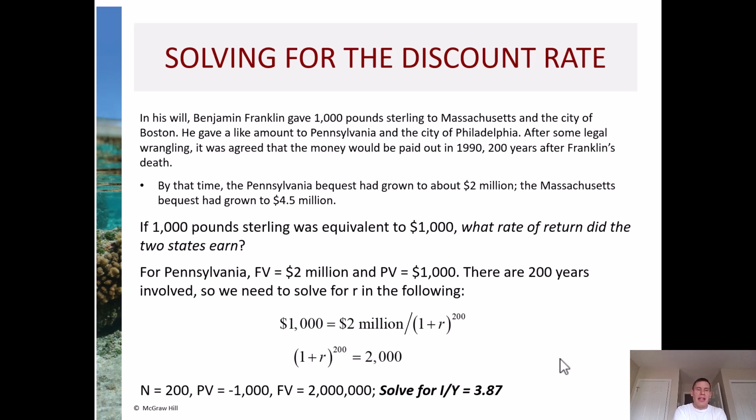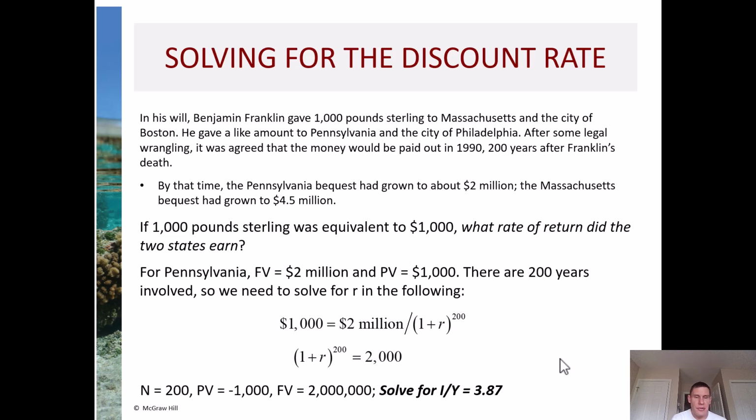death. So by that time, the Pennsylvania bequest had grown to about 2 million bucks. The Massachusetts bequest had grown to 4.5 million. So if £1,000 sterling was equivalent to $1,000, what rate of return did the two states earn?